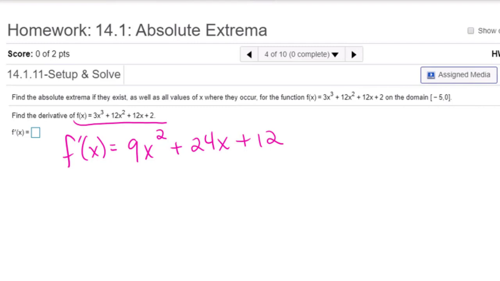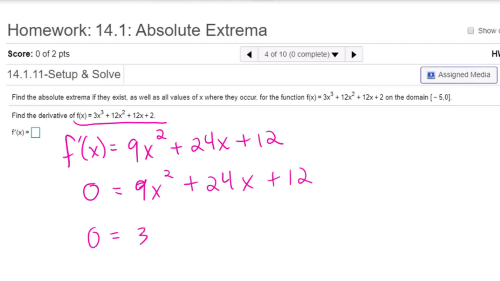Now, when we want to find the critical values, we're just going to set this equal to 0. So we get 0 equals 9x squared plus 24x plus 12. From there, I see that 9, 24, and 12 are all divisible by 3. So if you divide both sides by 3, 0 divided by 3 is of course 0, and this will be 3x squared plus 8x plus 4.